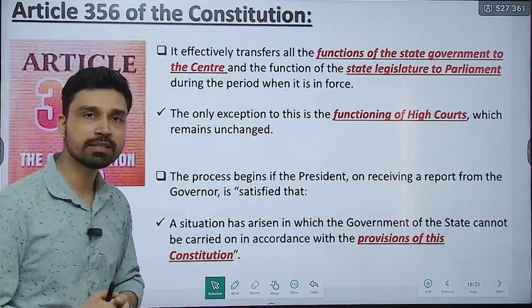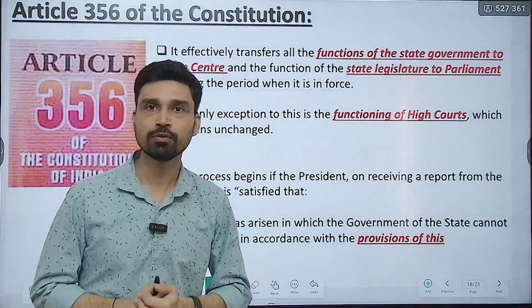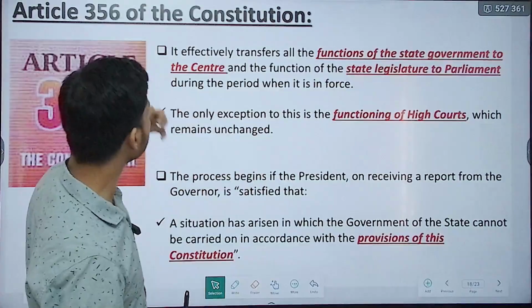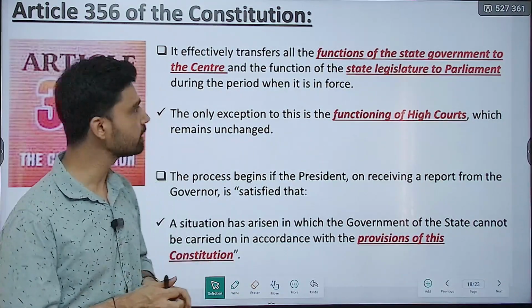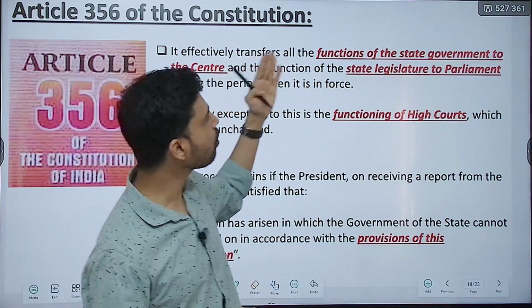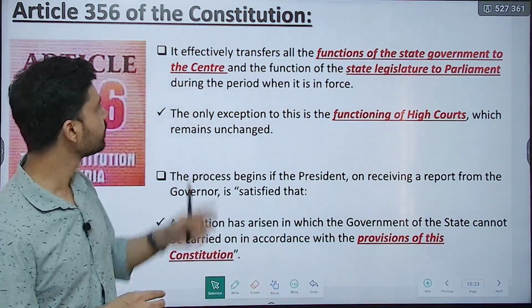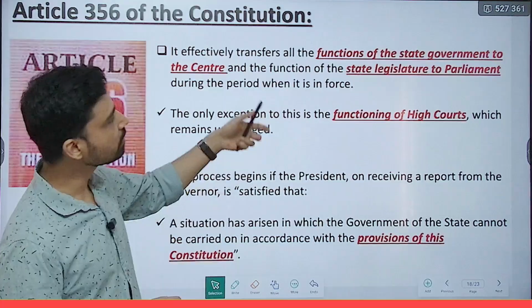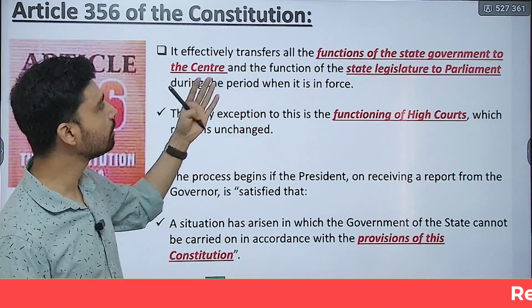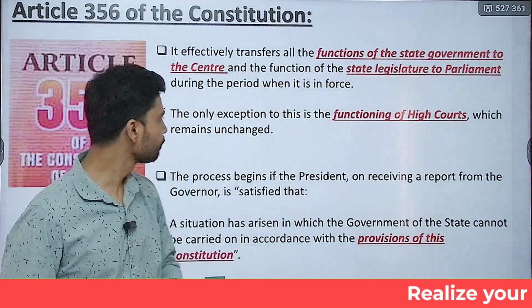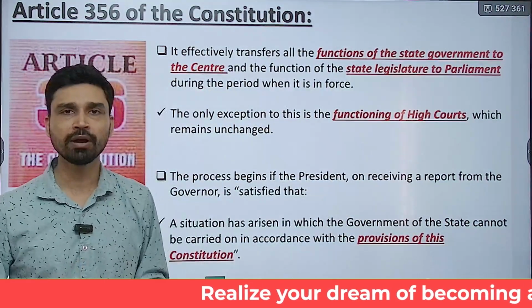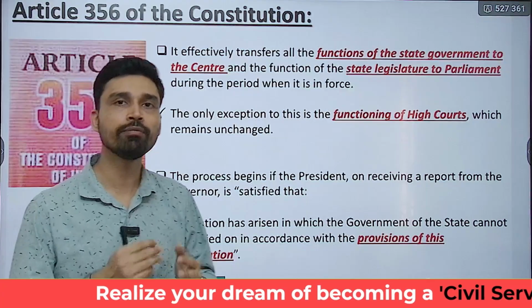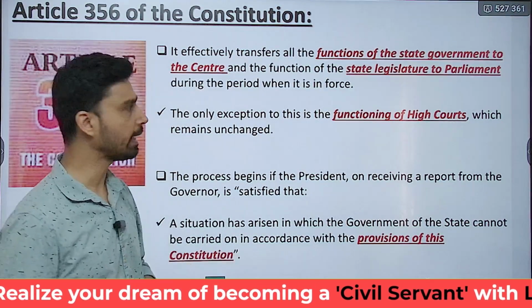Now, as we have discussed, it is Article 356 of the Constitution from which derives the power of president rule. So, what does this article largely state? First of all, it effectively transfers all the functions of the state government to the center and functions of the state legislature to the parliament during the period when the president rule is enforced. The only exception to this is the functioning of High Court.